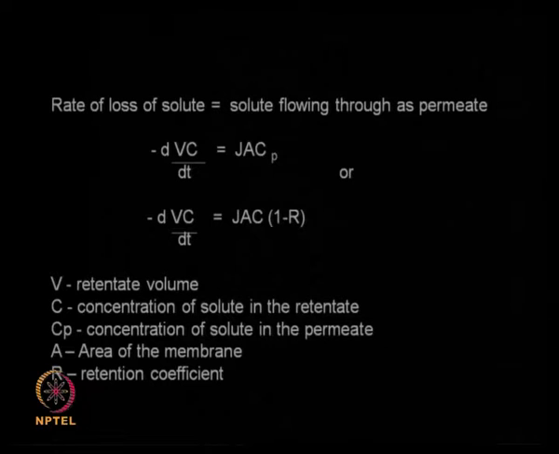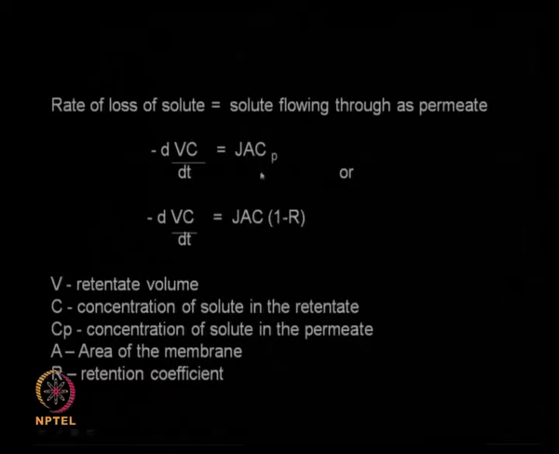Now there is going to be a rate of loss of solute because solute will always try to escape. That will be equal to solute flowing through as permeate. So the rate of loss of solute will be minus d by dt of V into C. V is your volume and C is your concentration, obvious, right. We have a negative term because there is going to be a decrease. Now this is equal to the solute flow, J, your flux, into area into Cp, that is the concentration of the solute in the permeate. So this is also obvious, understand. So here you have the rate of loss of solute equal to solute flowing through the system as permeate.